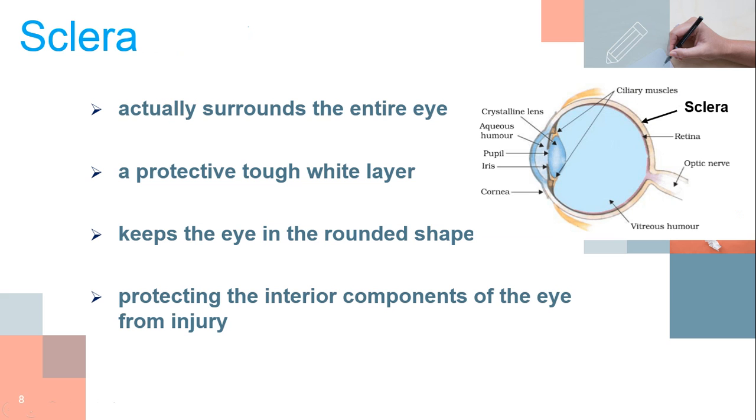The first part of our eye is the sclera. It surrounds the entire eye. This is the sclera. It is a protective tough white layer. It keeps the eye in a rounded shape. It is used for protecting the interior components of the eye from injury.